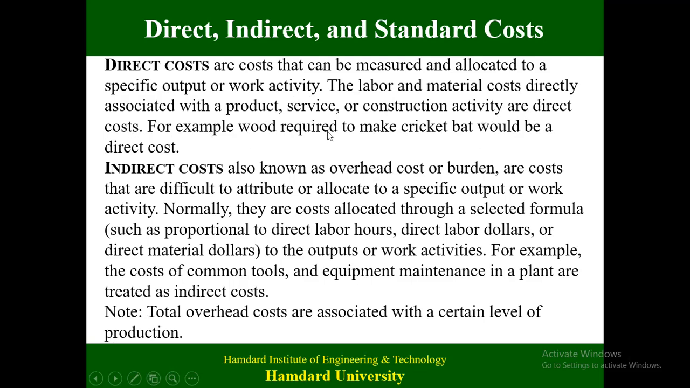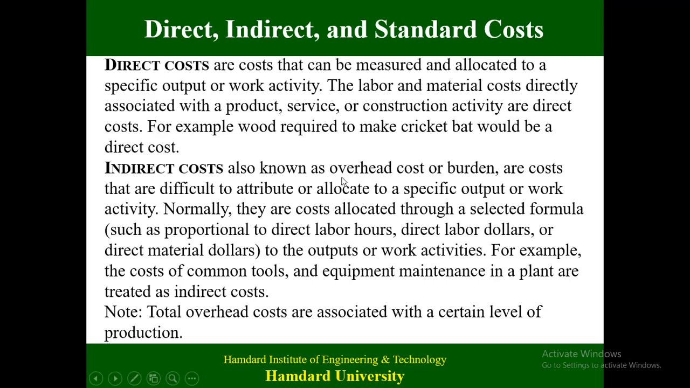For example, wood required to make a cricket bat would be a direct cost. So cricket is a project in which a cricket bat is required. So making the bat and all the kinds of operation costs involved are direct costs.